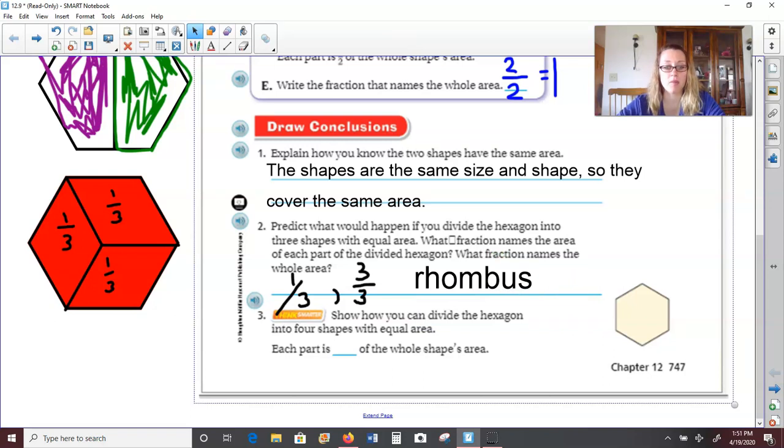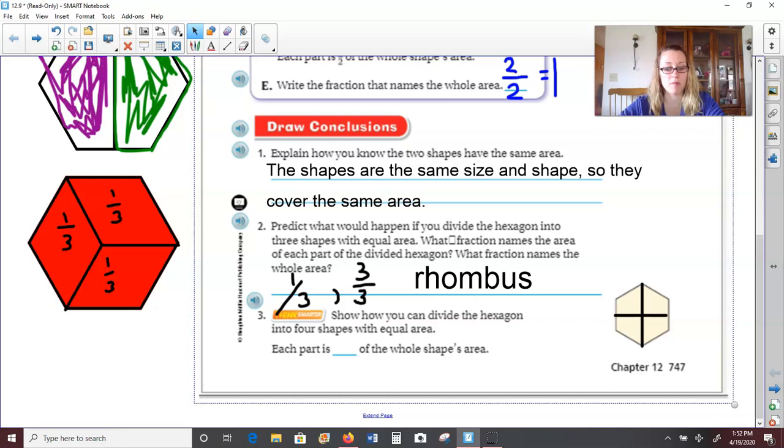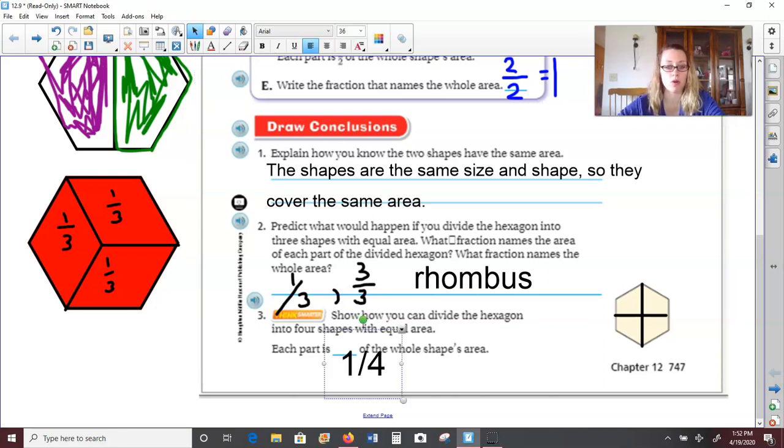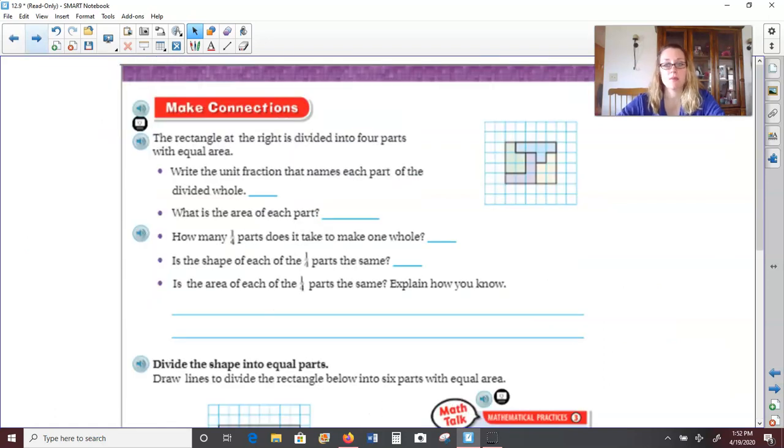Okay. On number 3, to think smarter, show how you can divide the hexagon into 4 shapes with an equal area, and each part is what fraction of the whole shape. So if we wanted to take our hexagon and split it into 4 parts, I'm going to make a vertical line and then a horizontal line. And you can see each of the 4 shapes we created are the same. But what fraction is each shape? Well, each fraction would be 1 out of 4 total, or the fraction 1/4. Okay? Over to the next page, making connections.